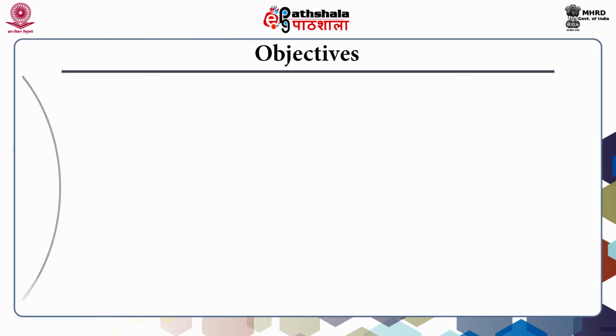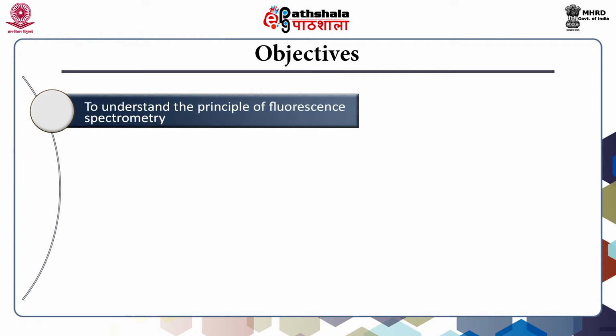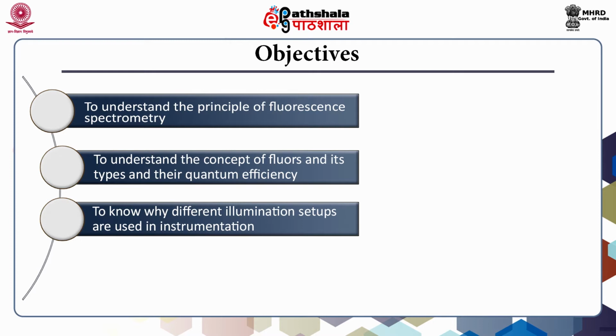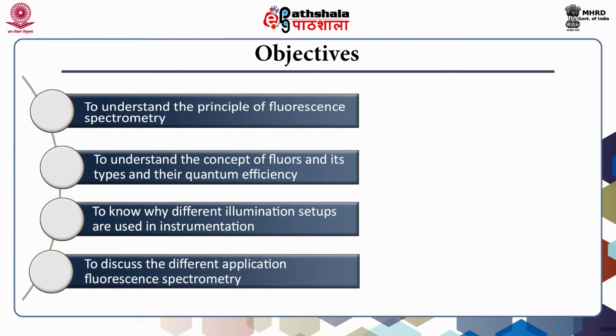In this presentation, my main focus will be on the principle of fluorescence spectroscopy. With this presentation, I would like to highlight the basis of fluorescence, the electronic transition which leads to fluorescence by the fluors, differences between the intrinsic and extrinsic fluors, and their quantum efficiency will be discussed. I will cover the types of illumination setups in the instrumentation part. Their advantages and disadvantages will also be discussed. Finally, I will be covering the application part of fluorescence spectroscopy.